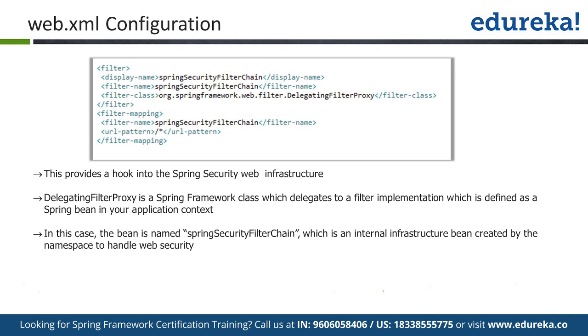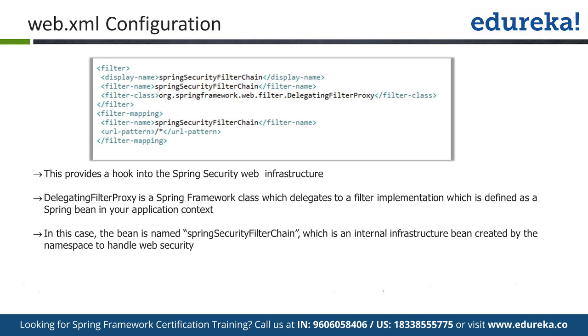So this is how your XML looks if we use a filter. We need to provide the filter, and the class is the delegating filter proxy class, which we need to define, and we need to define the URL pattern. If you want all the URLs to go through this delegating filter proxy, you can say /star, or if you want to skip some of the static pages out of the authentication, you can simply skip them.